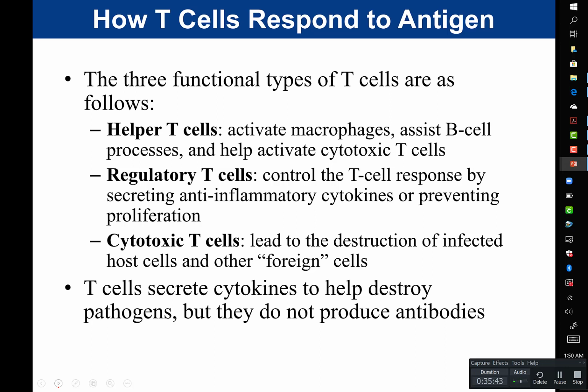T cells secrete cytokines to help destroy pathogens, but they do not produce antibodies. So that's one of the things that makes T cells and B cells different, is that B cells are primarily responsible for antibodies. T cells are not. T cells will release cytokines, but they do not produce antibodies. The antibodies are left up to the B cells.